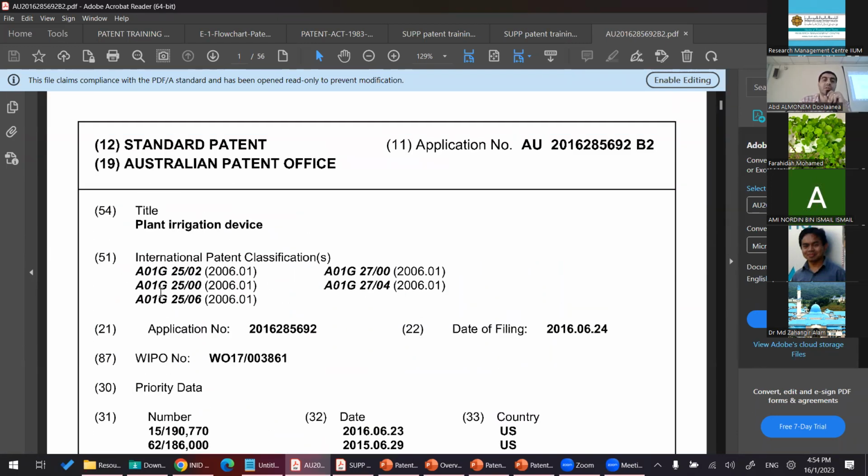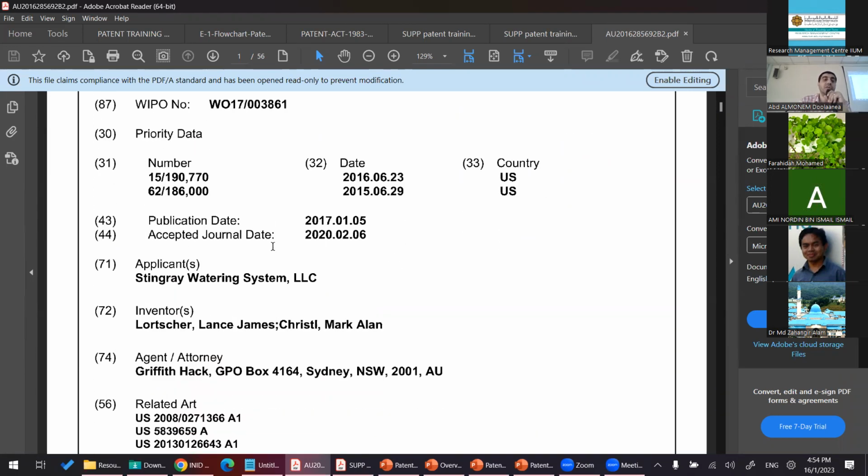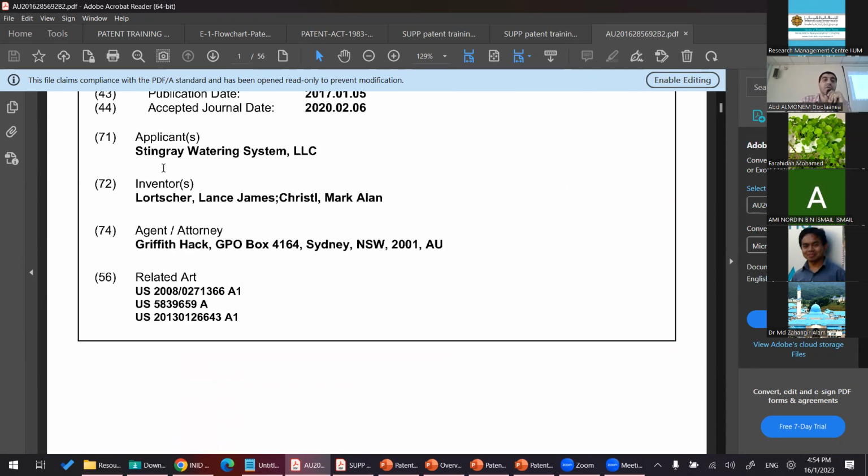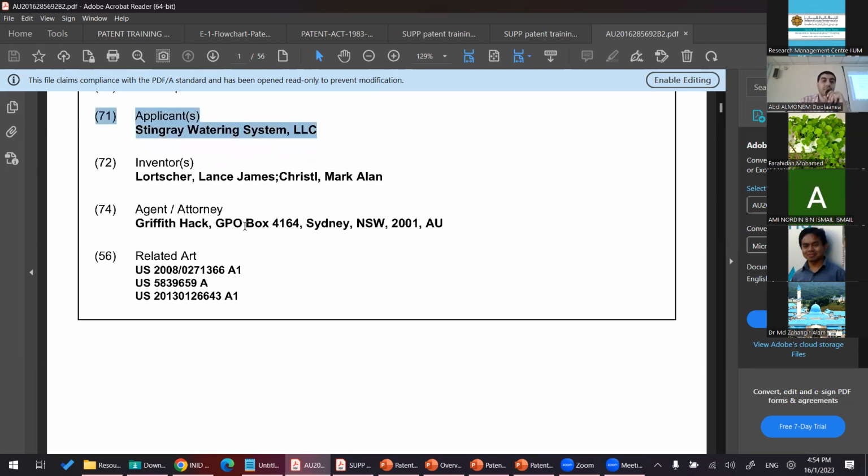Wherever, Malaysian patents are also arranged in a different format. So to avoid getting lost, just remember the important ones: priority dates, the title, and if you are looking for who is the applicant who owns the patent, remember 71. So 71, just go directly to 71.